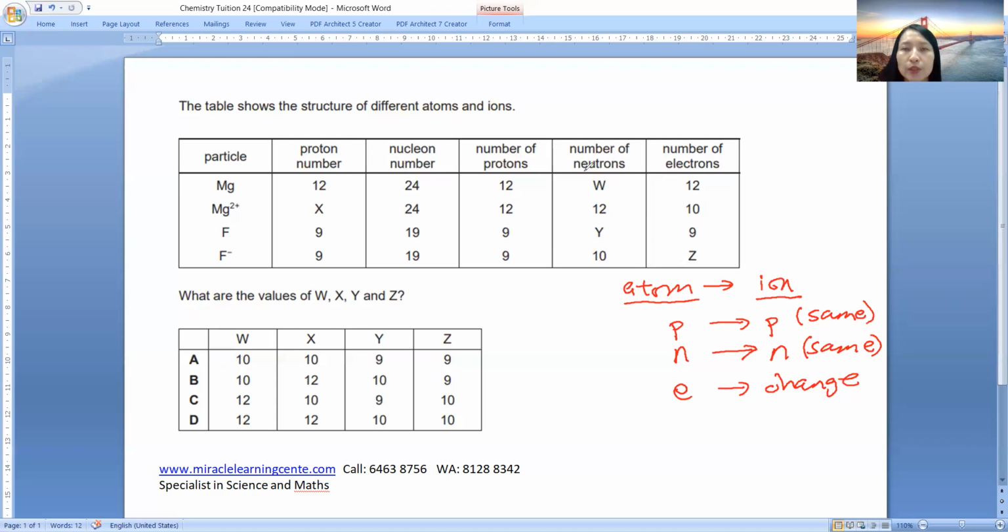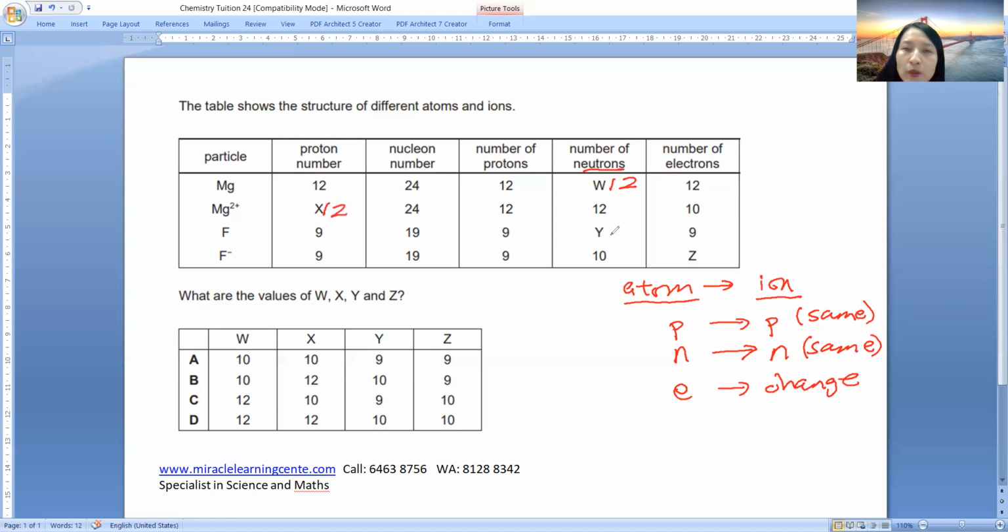So W is the number of neutrons. The number of neutrons does not change when an atom becomes an ion, right? So it should be 12. It should be the same. Atom and ion. This is the number of protons, and we agreed that it's the same, remember? So X should also be 12.